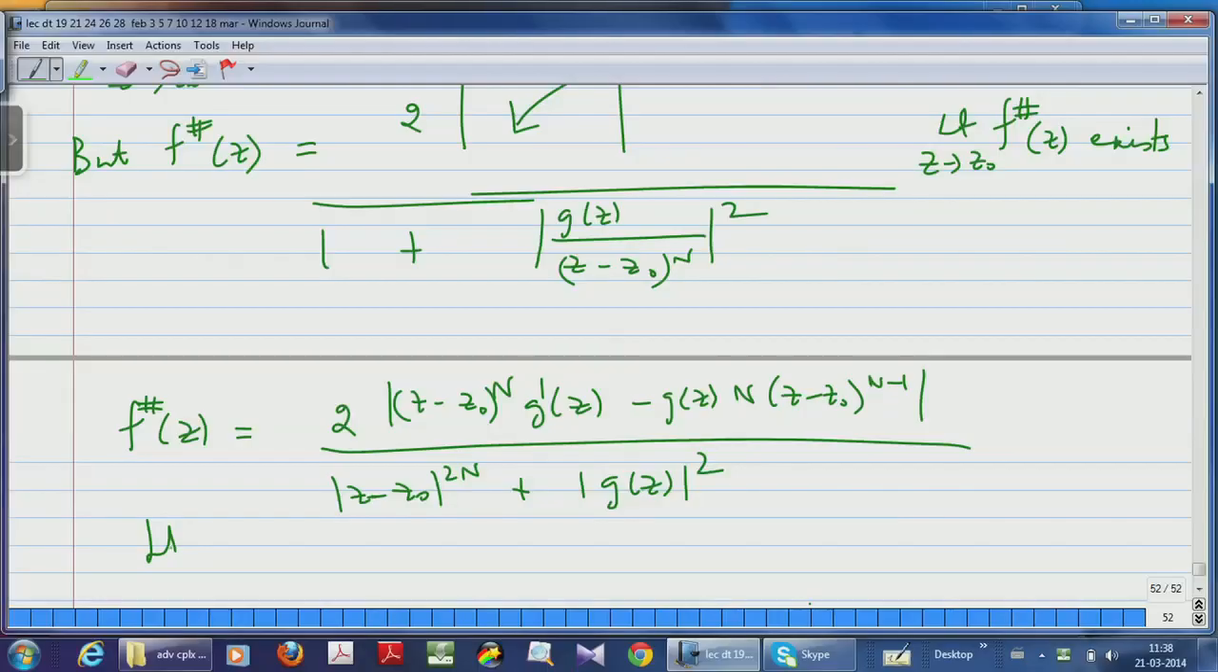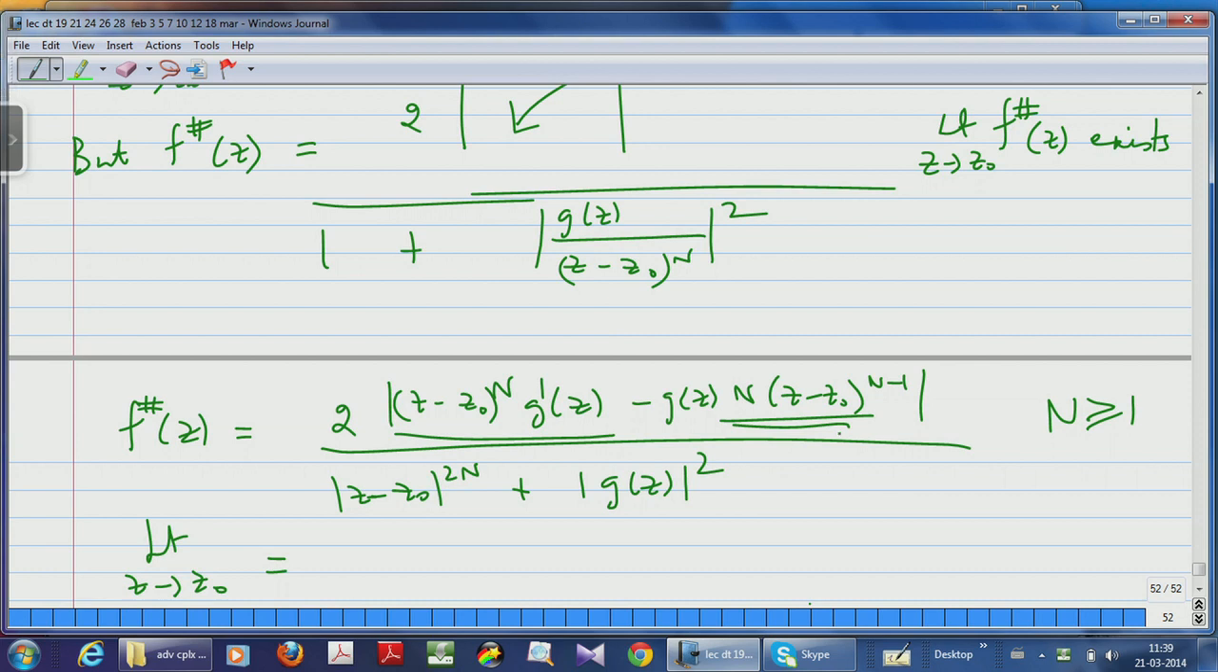Now if you take the limit as z tends to z naught, what's going to happen? As z tends to z naught, this term will vanish because (z minus z naught) to the power n is there, and of course n is greater than or equal to 1. It's the order of a pole, so it's a pole of order 1 or higher. So this is going to vanish, and what will happen here depends on whether n is equal to 1 or n is greater than 1.